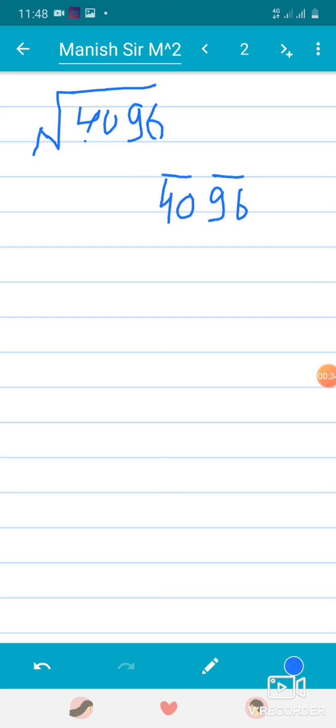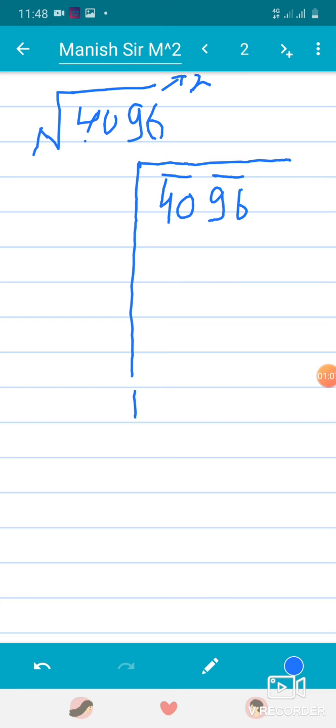First pair is 96, another pair is 40, and draw the division line. As usual, we use it in the division. First pair is 40, second pair is 96. It means we have two pairs, so the answer of the square root of 4096 will come in two digits. So we find the perfect square of a number which is less than 40.